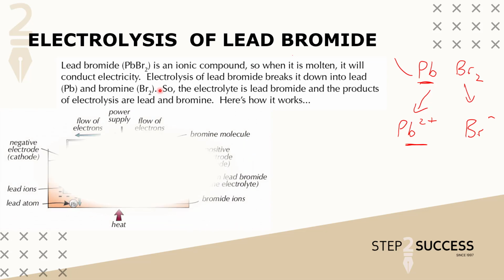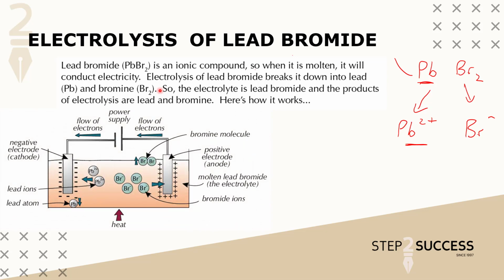And here's the electrolysis of lead bromide. Let's just briefly talk about this. So as you can see here, when we put this into solution, or when we melt it in this case, we end up with positive lead ions and negative bromide ions. The reason we have this whole liquid situation is because now the ions are separated again and they can move to different places.